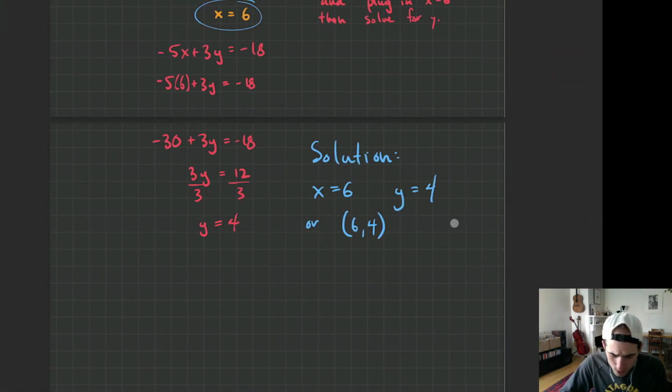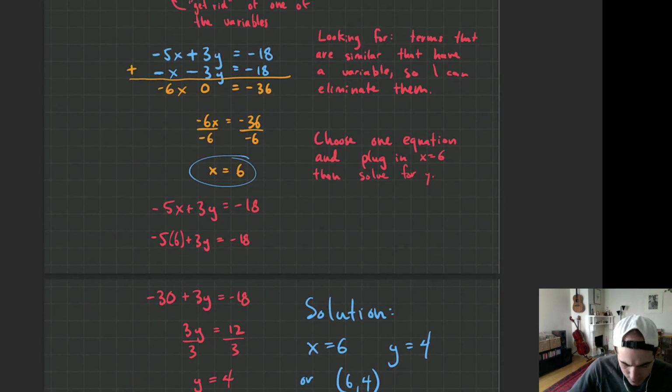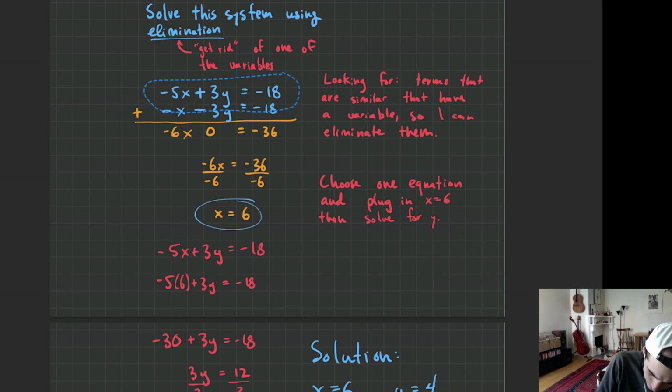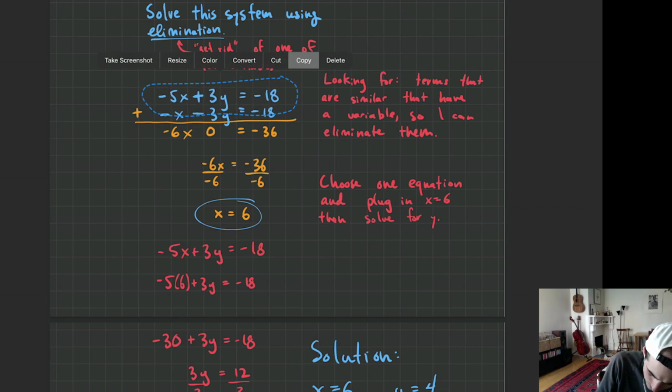So going back to here, I just want to interpret the solution one more time. Okay, let's take a look at the original system. So here's the system of linear equations. I'm just going to copy them and paste them down here.